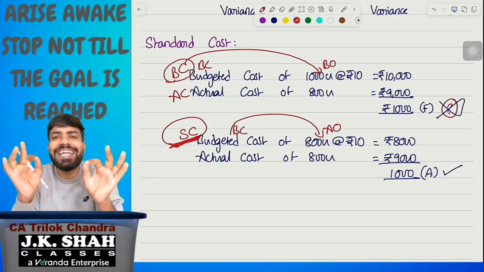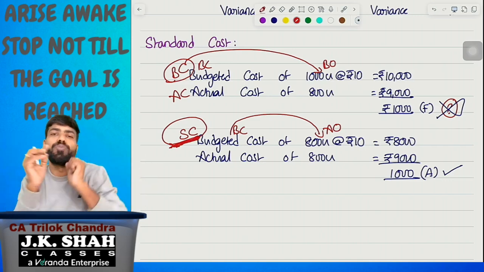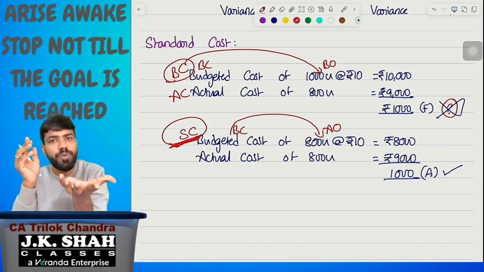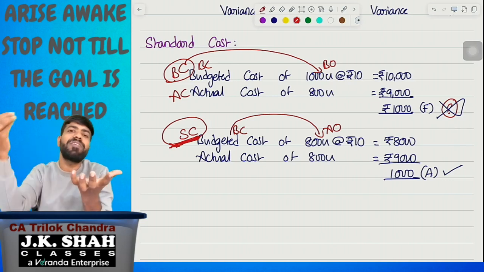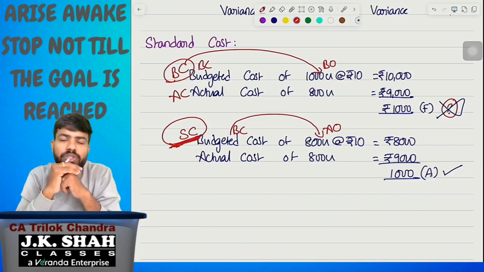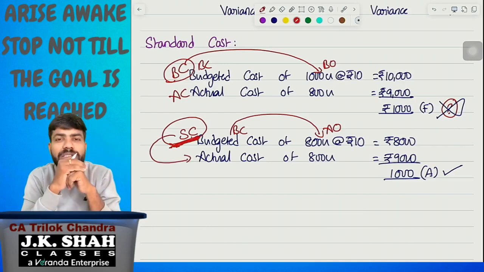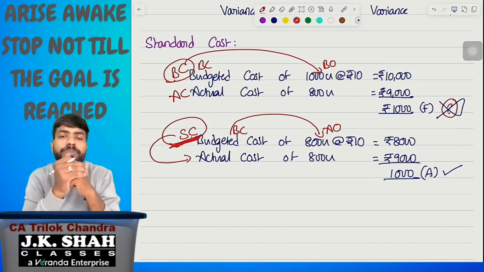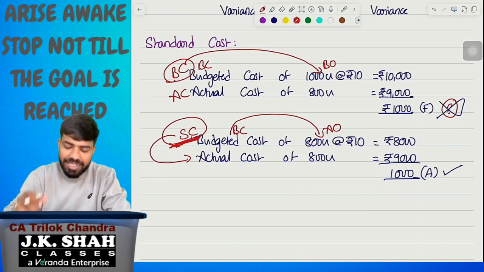So what is standard cost? Very simple. Budgeted cost for actual output. We take the actual output, multiply with the budgeted cost per unit, and we get the standard cost. So what is the right comparison? Standard cost should be compared with the actual cost. We should not compare budgeted cost with actual cost because there is a difference in volume, which is called volume variance. Are you understanding?